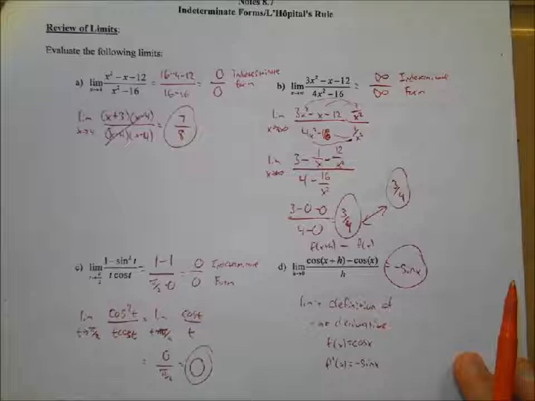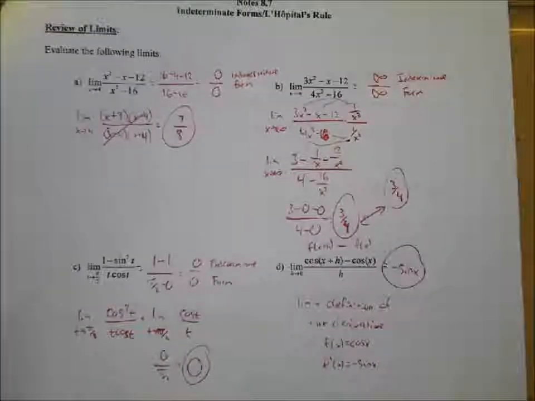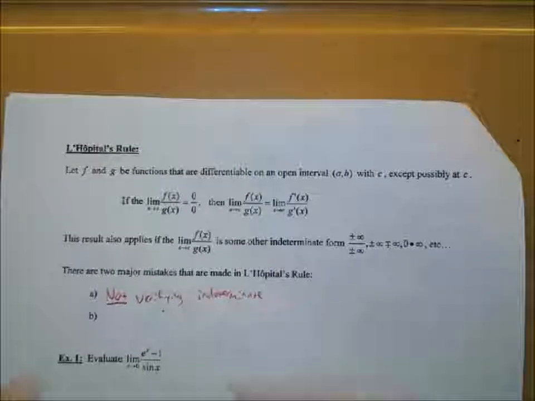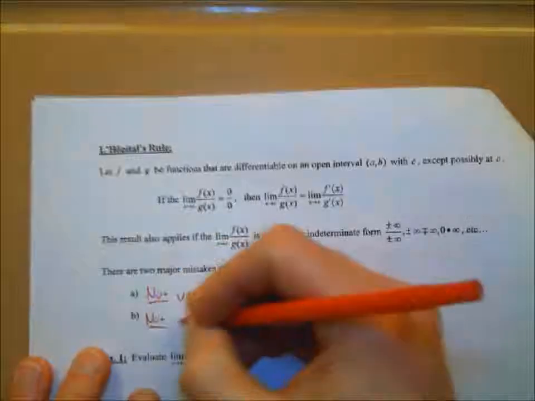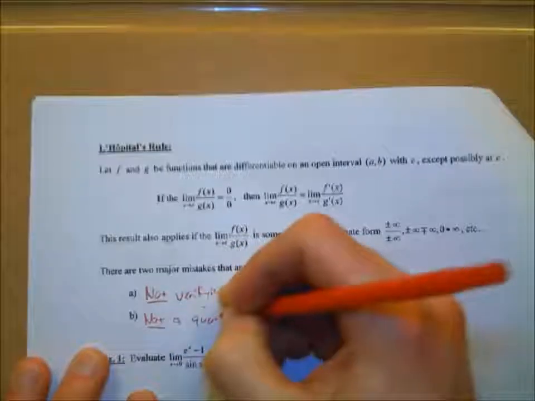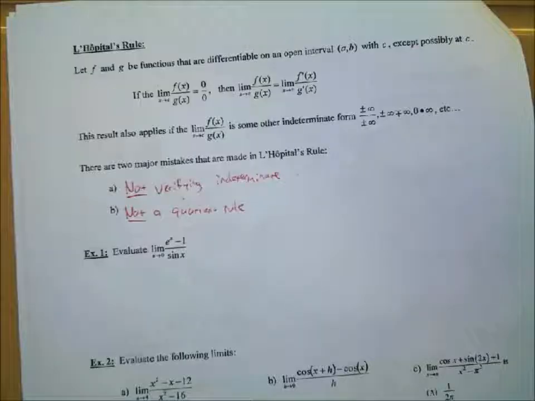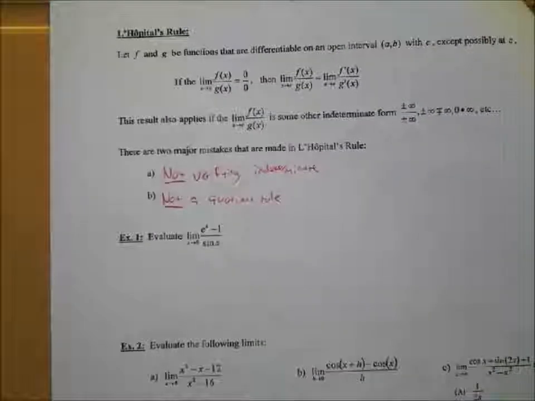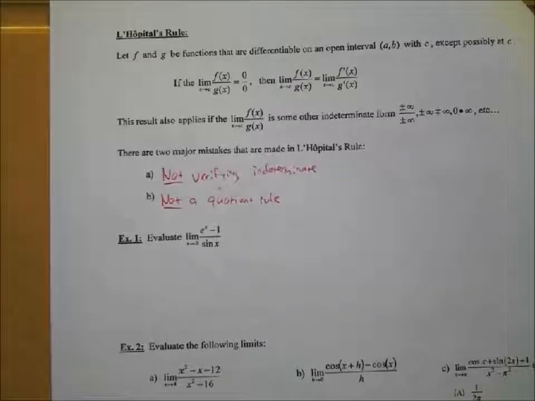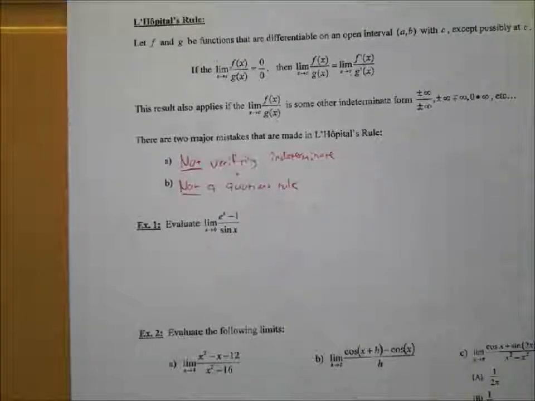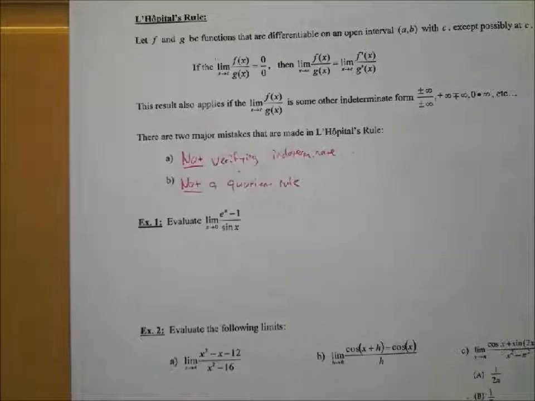All the limits that we did on the front here, all four of these limits, were indeterminate initially, and so you can apply L'Hôpital to all of those. So first verify that it's indeterminate, and second, remember that this is not a quotient rule. Do not use the quotient rule here.